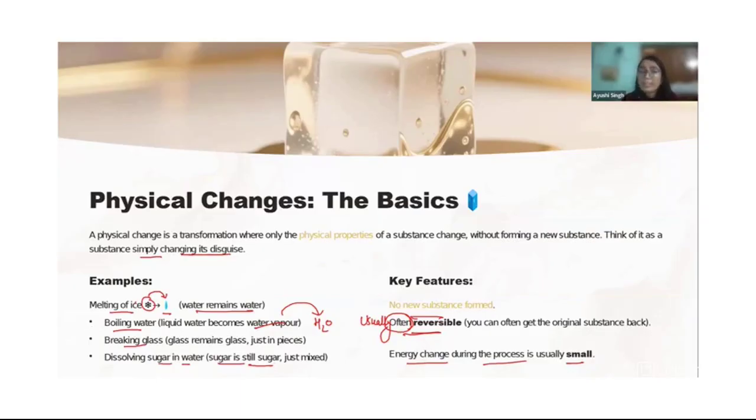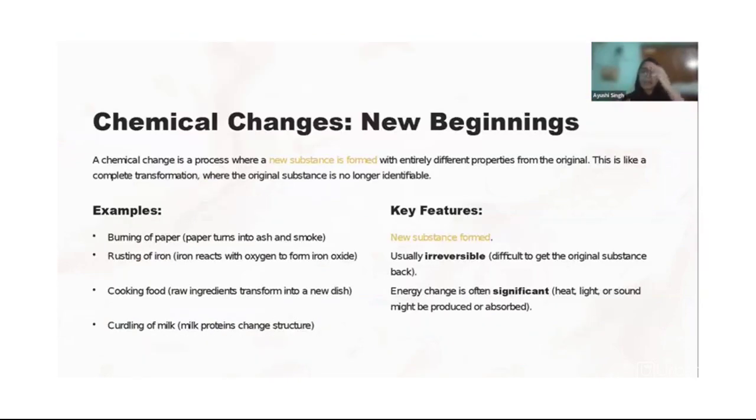Now coming to the chemical changes. Now you will be able to compare these two. Chemical change is just the opposite of physical change. A chemical change is a process where new substances form. So remember the example of the ashes being formed from the paper, right? That is what happens here.